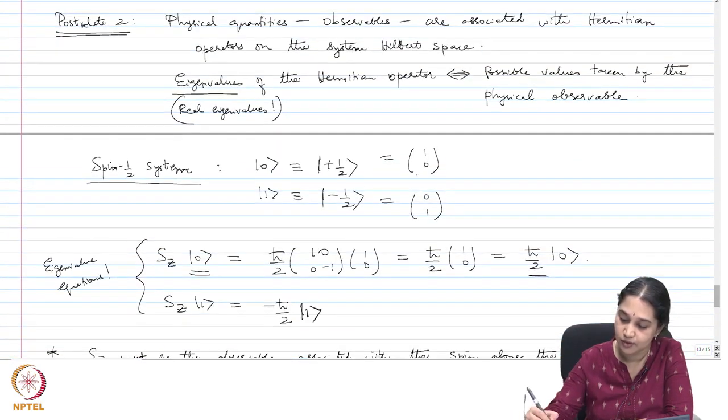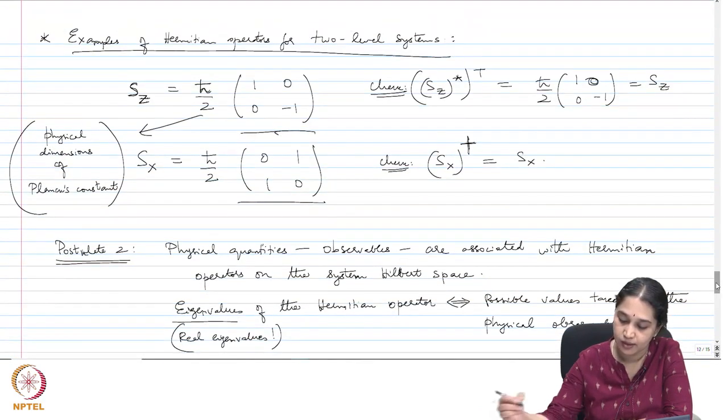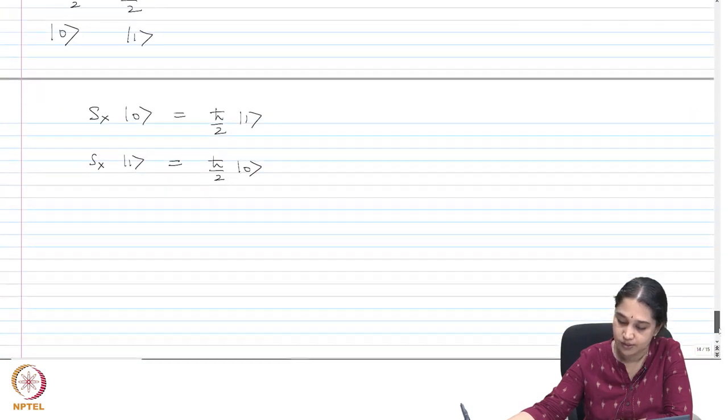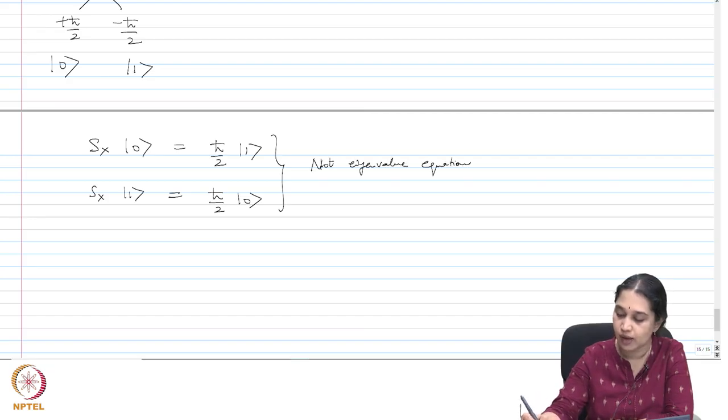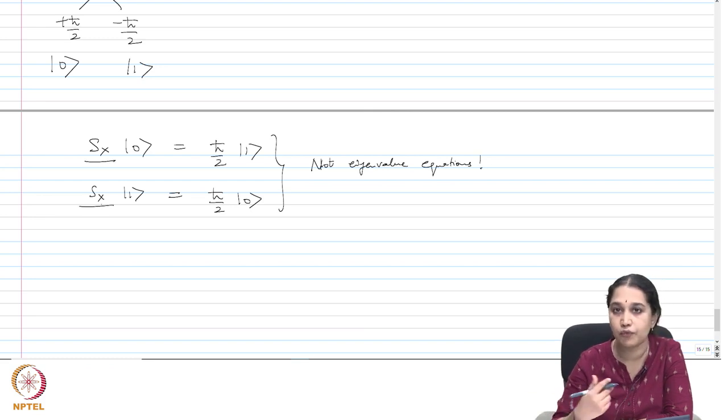Once you take this matrix representation and act this matrix on the 1, 0 state, we see that this gives us these two states. So now these are not eigenvalue equations. So we can no longer make this association for Sx. So what kind of physical observable is Sx? The answer lies in identifying the eigenvalues and eigenvectors of Sx.